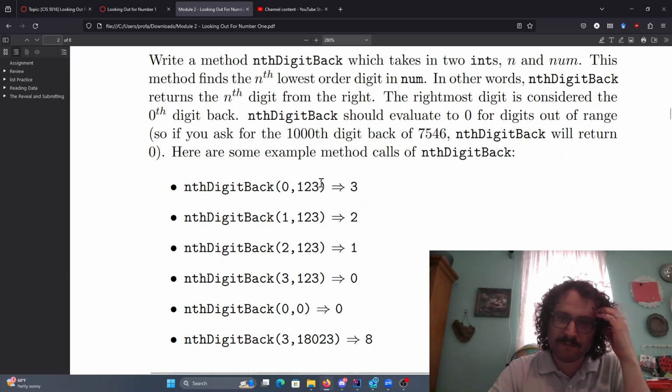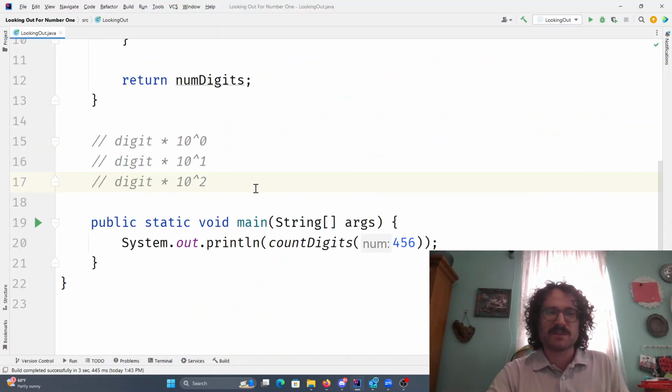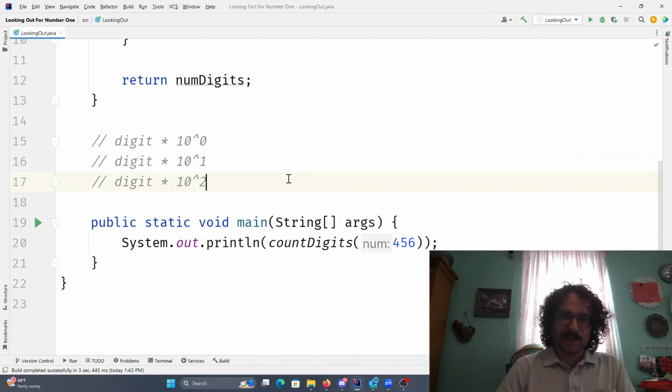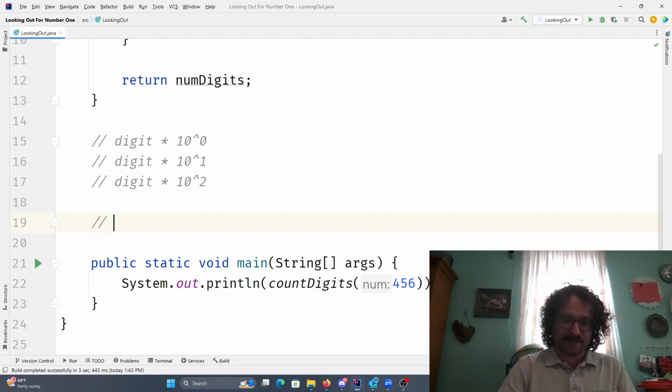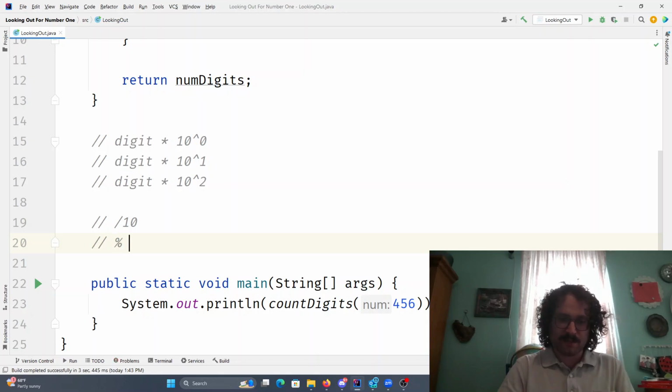So let's see here. What we're going to do is use the tools that I alluded to last time. Specifically, we are going to make use of the same tool we did last time, which is to divide by 10 to remove a digit, and to modulo by 10, in which case that gets you the value of the very last digit, right? Remove the last digit, get the value of the last digit, okay?